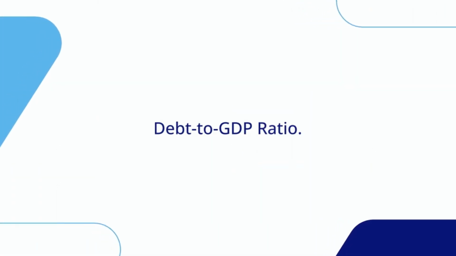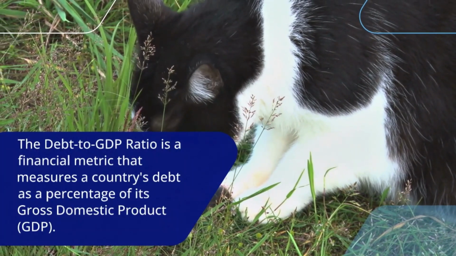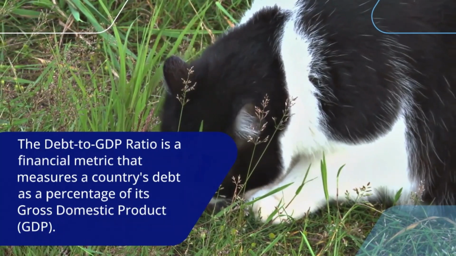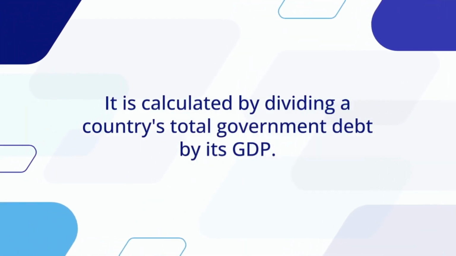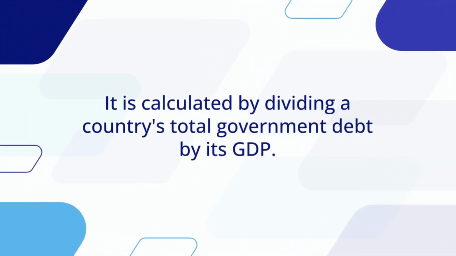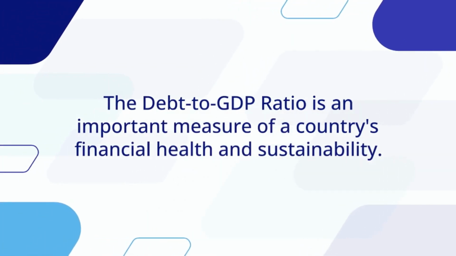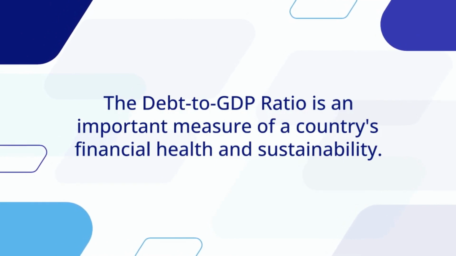Debt-to-GDP ratio. The debt-to-GDP ratio is a financial metric that measures a country's debt as a percentage of its gross domestic product, GDP. It is calculated by dividing a country's total government debt by its GDP. The debt-to-GDP ratio is an important measure of a country's financial health and sustainability.